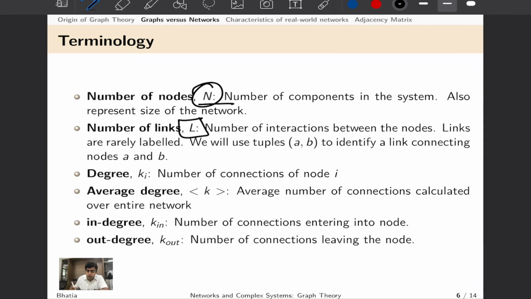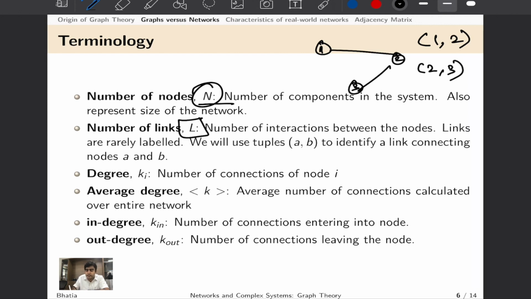Secondly, we'll talk about the number of links, which we represent by L, which indicates the number of interactions happening between the nodes. And these links are rarely labeled. For example, if you have a network like this and you identify these nodes by numbers 1, 2, 3, to represent a link you would say that there exists a link between 1 and 2, and this representation written in brackets is called a tuple. We will typically use tuples to describe how many edges are present.